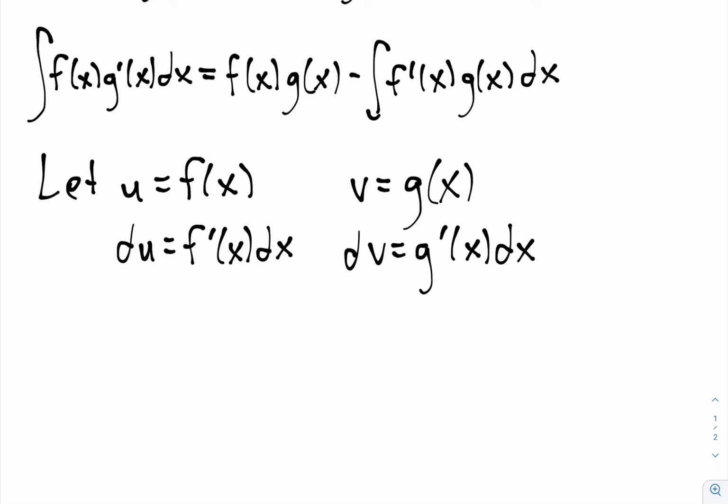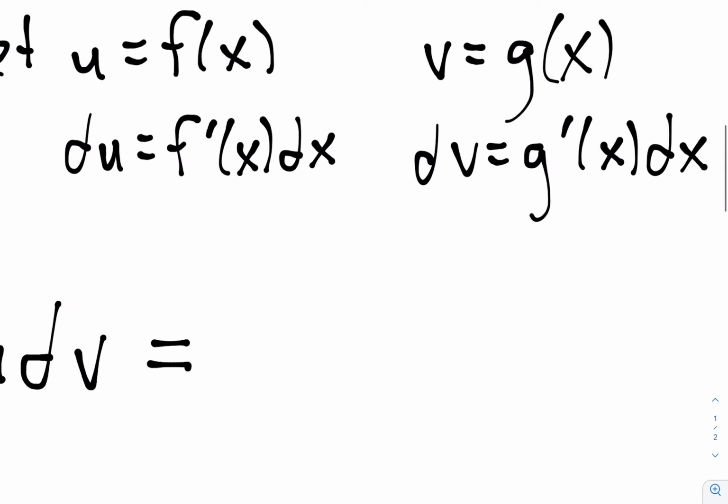So wherever we see f of x, we're going to plug in u, because that's what we're calling f of x. For the original left side, the integral of f of x times g prime of x dx, u is going to be your f of x, and then g prime of x dx, that's going to be our dv. So the integral of u dv is going to equal f of x times g of x, which is just u times v.